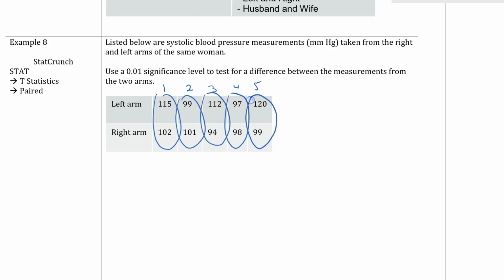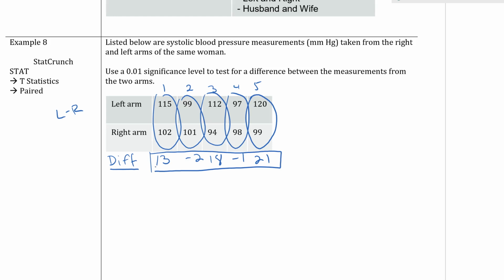And so the way we do that again is we find their individual differences between each of these. So I may do each one like left minus right. I'll just write that down. Left minus right. 115 minus 102, which gives me 13. Here we get like negative 2. Here I would get 18. Negative 1. And 21. And so basically we turn these two data sets, left arm and right arm, into a single list of differences, and that's what we're going to do the test on.